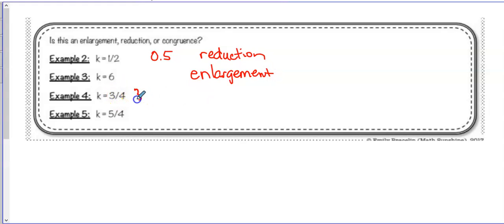3/4, if you're not sure, put it in your calculator. 3 divided by 4, you will get 0.75. That is not greater than 1. It is between 0 and 1. So this is a reduction.